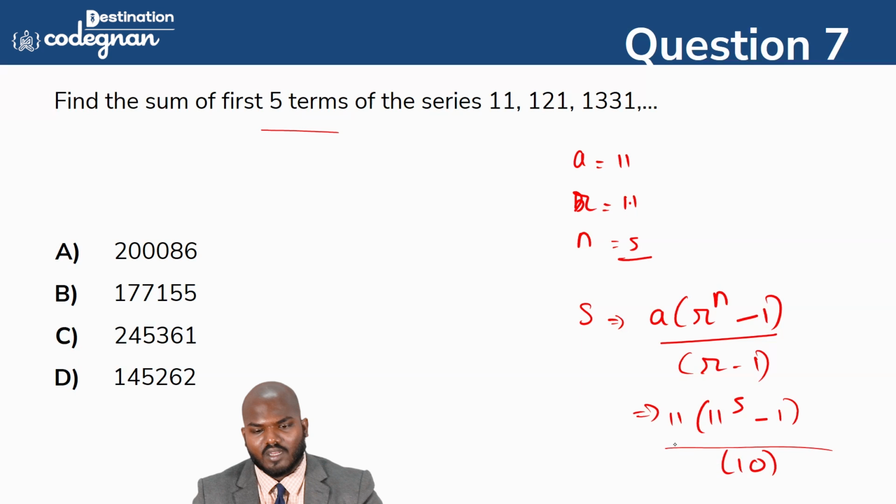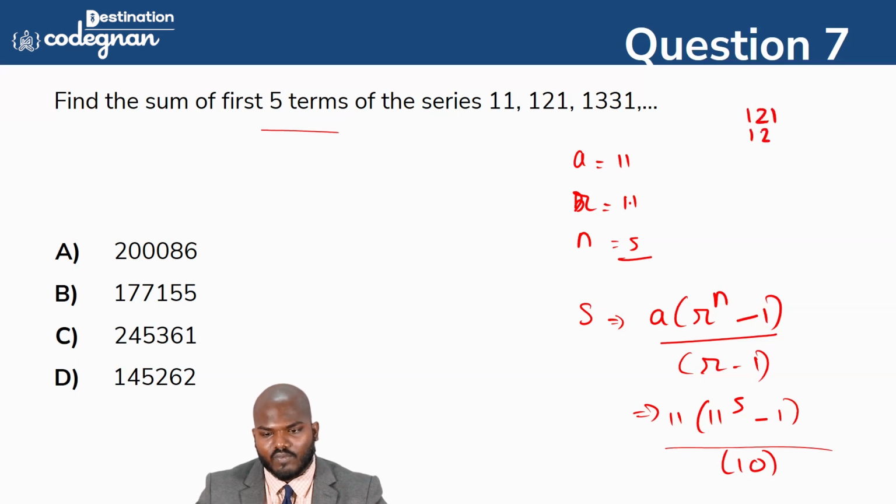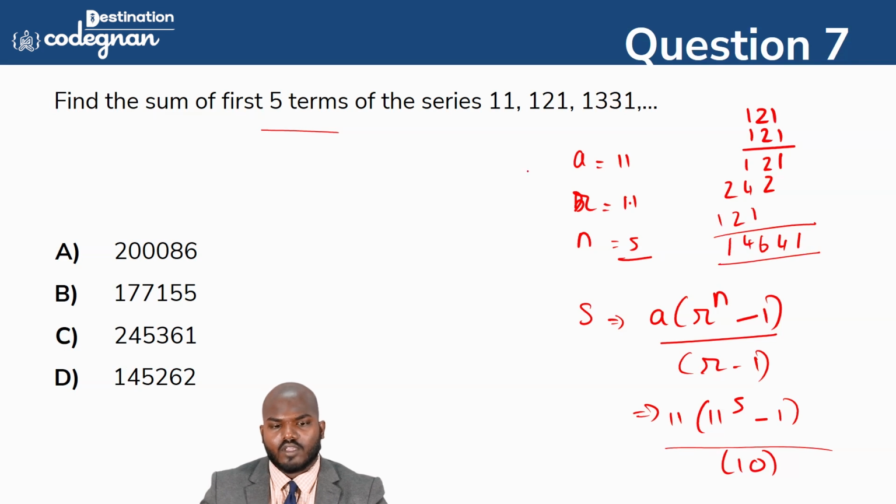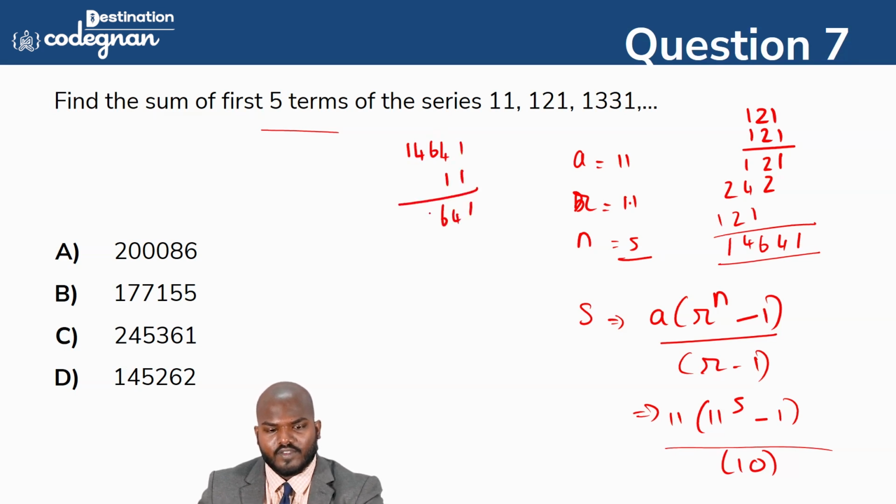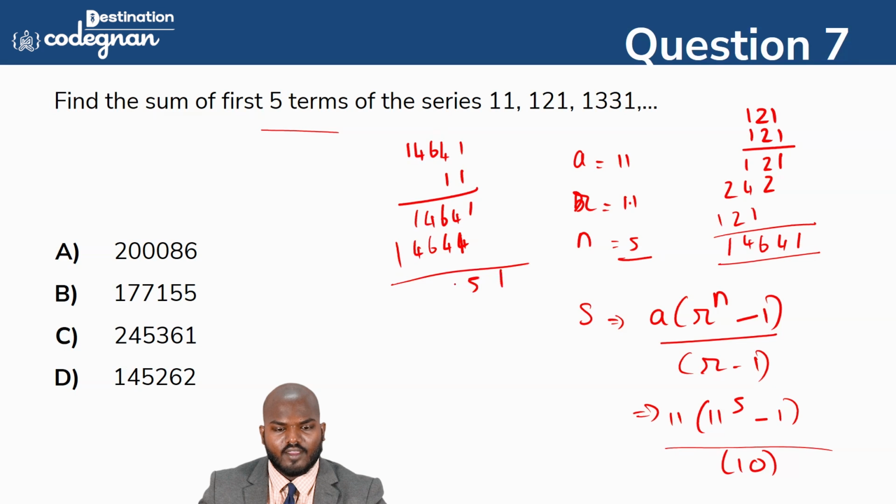11 times 11 we can call as 121. 121 times 121 gives 1, 2, 1, again 2, 4, 2, and again 1, 2, 1. You can call this 1, 4, 6, 4, 1. So this is 11 power 4. You just multiply once again to get the value of 11 power 5, which is 1, 4, 6, 4, 1 times 11.